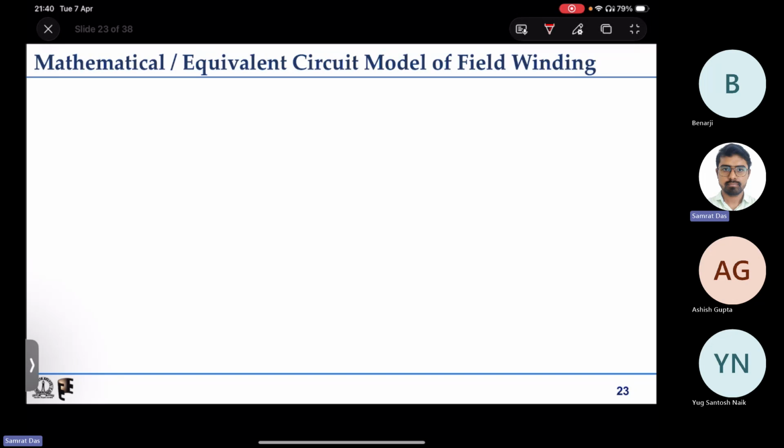So the mathematical or electrical circuit model we have already discussed. We have to have some resistance, we have to have some inductance. These are the two terminals where we'll have the input, that is Vf, and the current will be If, and there will be some flux linkage corresponding to the current. So the equation goes like this: Vf equals If Rf plus Lf dIf dt. This is the equation.